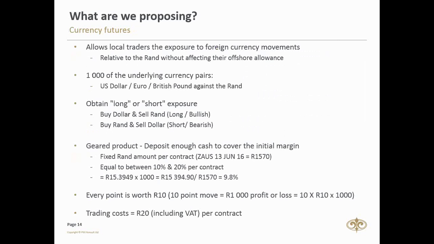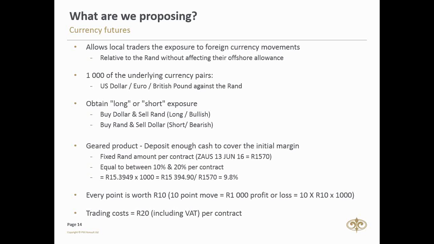Again, this is ideal for the day traders, someone who doesn't hold a position overnight. Currency futures allow the local trader to have exposure to foreign currency movements. So the dollar, the euro, the pound, those are the three big ones relative to the rand. So you're not taking any money out of the country. It doesn't affect your offshore allowance. Just be aware of that, number one. Number two, we trade 1,000 of the underlying. That's the contract size. So it's $1,000, 1,000 euros, 1,000 British pounds. So that's always against the rand.